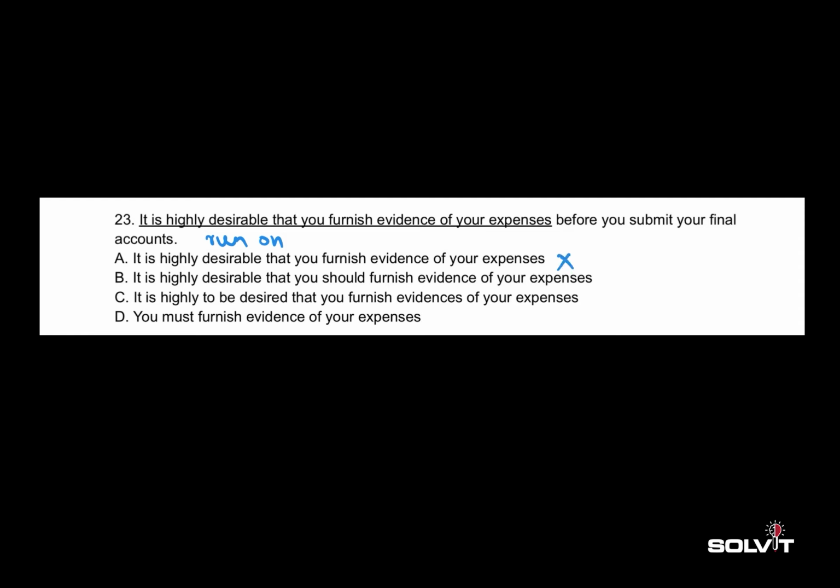Option B is, it is highly desirable that you should furnish evidence of your expenses. The extra word over here is should, and that is unnecessary. Already the original sentence has some unnecessary words, and we don't want to add more words to worsen it. So this is wrong. Option C is, it is highly to be desired that you furnish evidences of your expenses. Now, this is grammatically incorrect because highly to be desired is not correct English, and neither is furnish evidences of your expenses. So this is wrong.